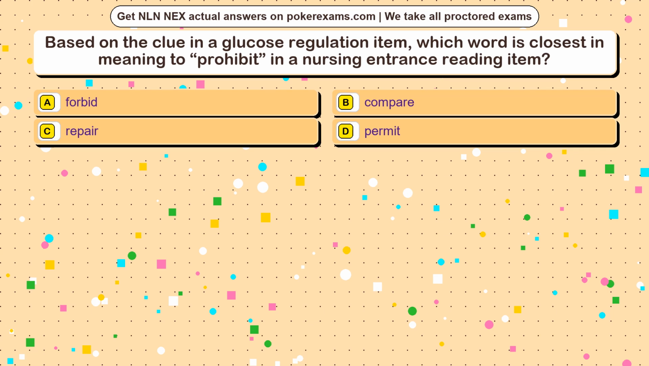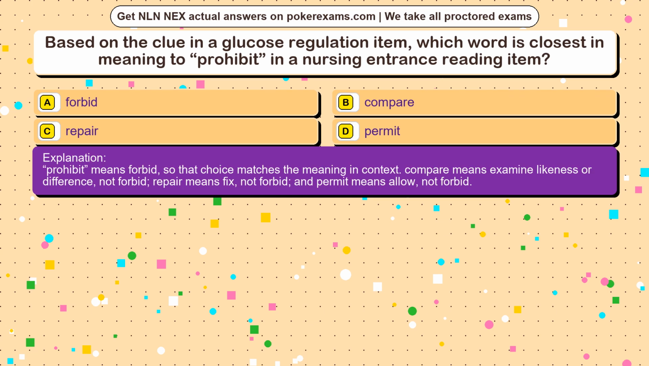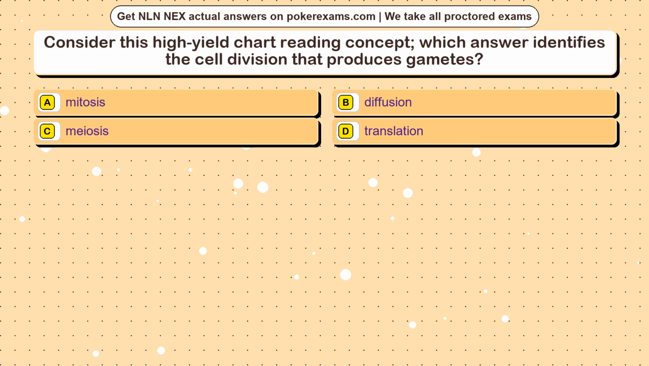The correct answer is option. Prohibit means forbid, so that choice matches the meaning in context. Compare means examine likeness or difference, not forbid. Repair means fix, not forbid, and permit means allow, not forbid. Question 18. Consider this high-yield chart reading concept.